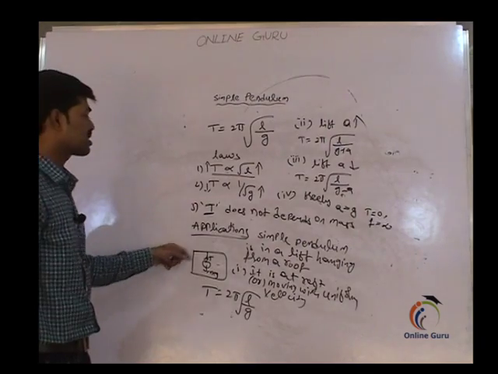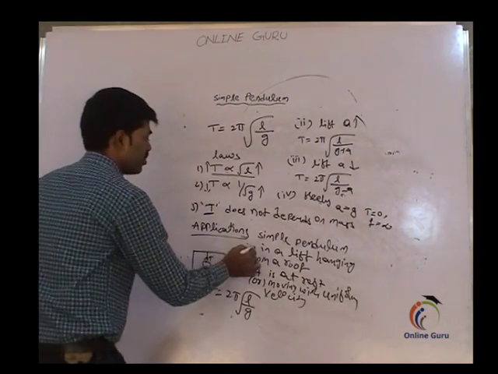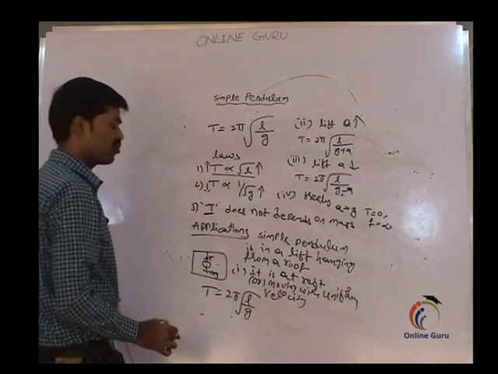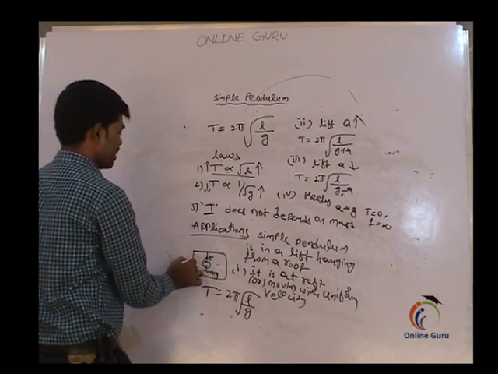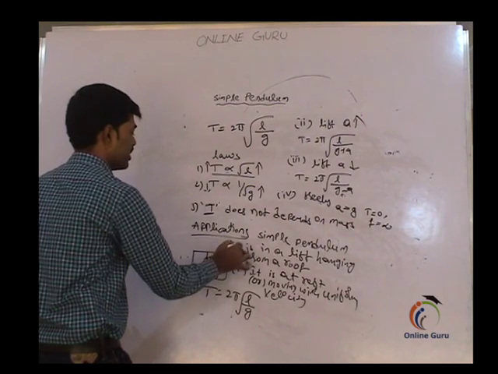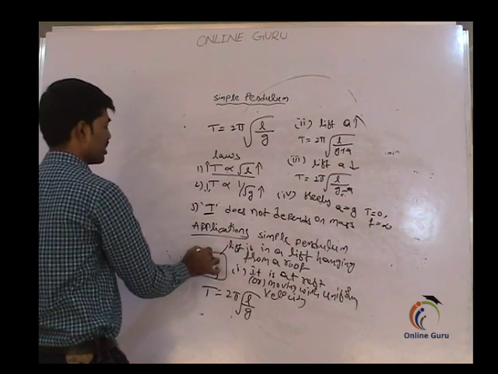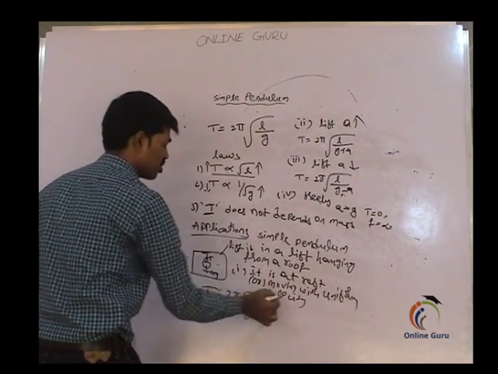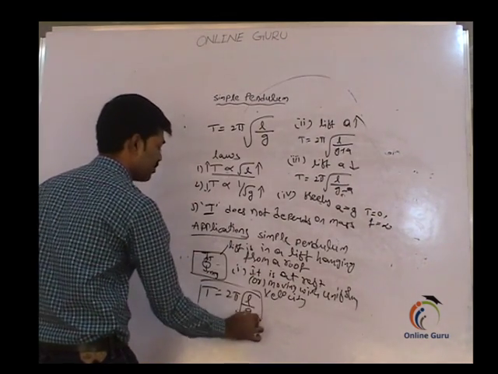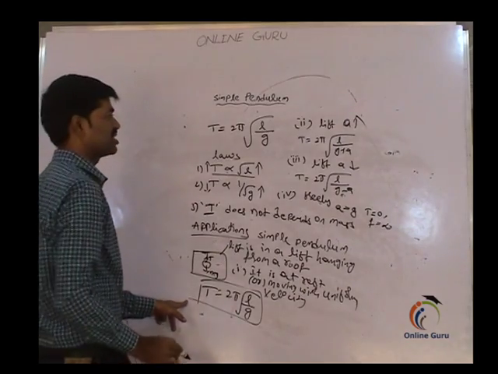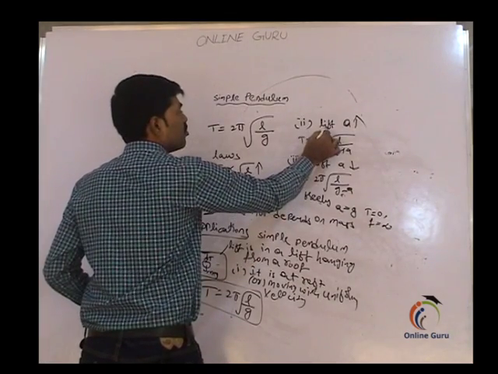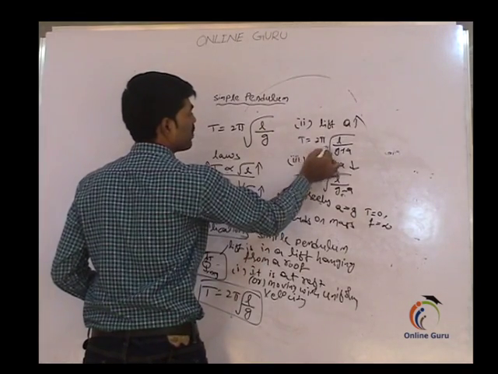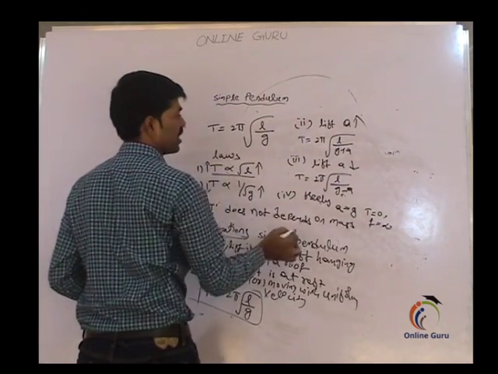So these are some cases if a pendulum is in a lift, hanging from the roof of the lift. This is the lift and it is hanging from the roof. Then if it is at rest or moving with uniform velocity, the time period does not change: 2π√(L/g). If it is moving with uniform acceleration upwards, then the time period is 2π√(L/(g+a)).